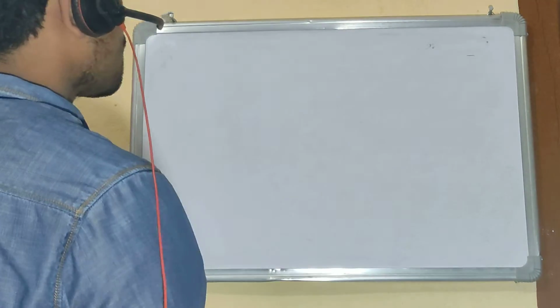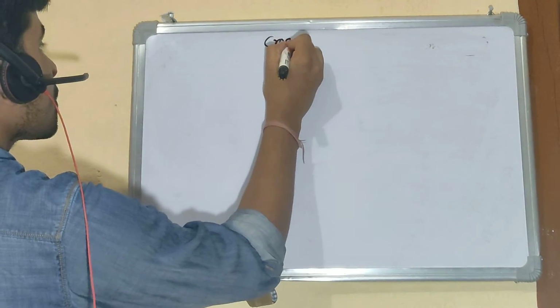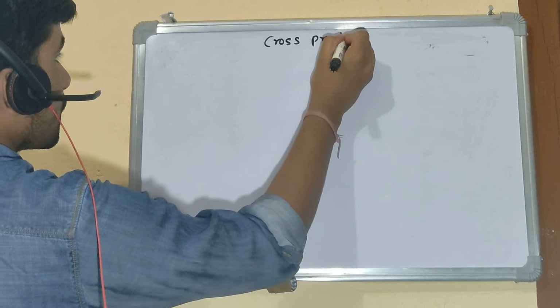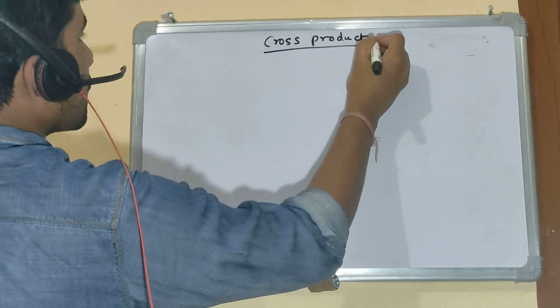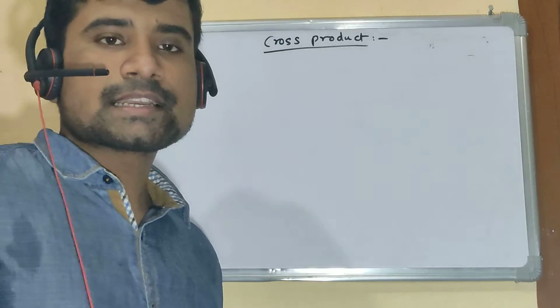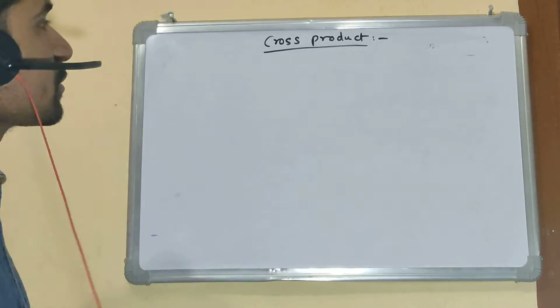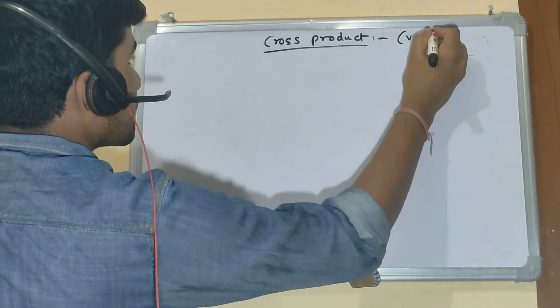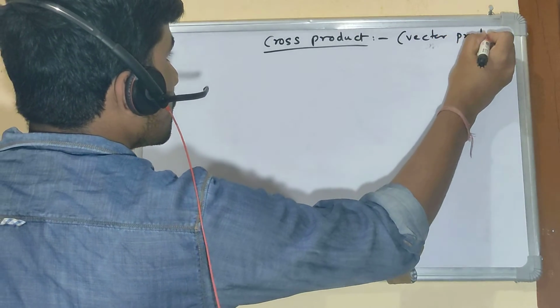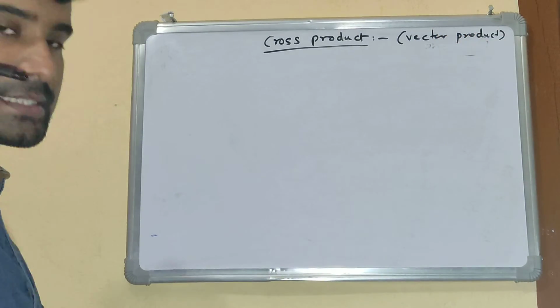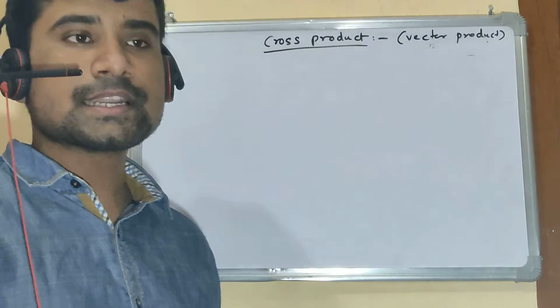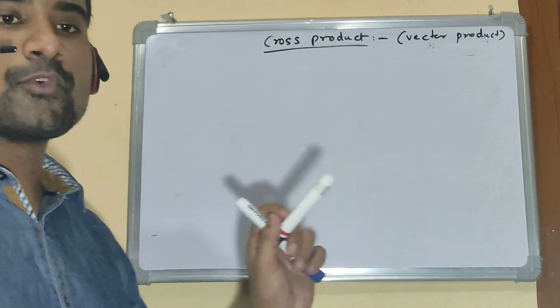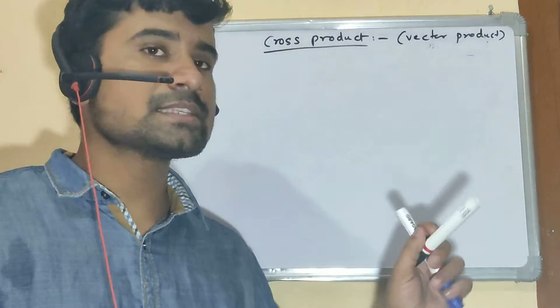Let's talk about cross product. What exactly is cross product? Cross product is also called the vector product, which basically means the resultant of a cross product will be a vector quantity, which will have magnitude as well as direction, right?